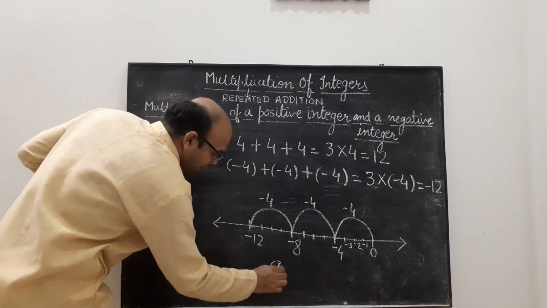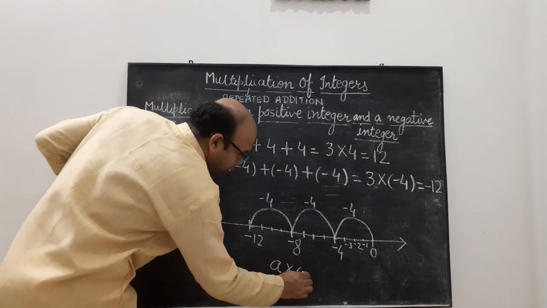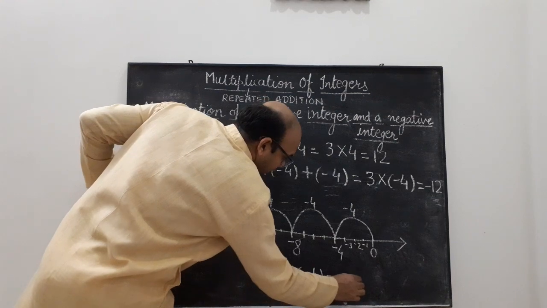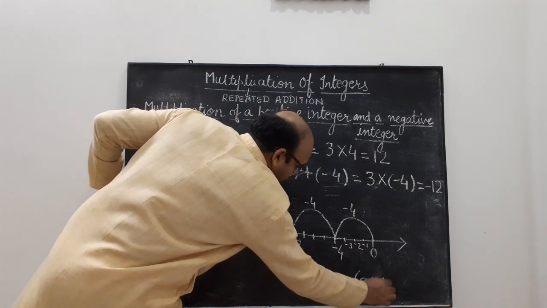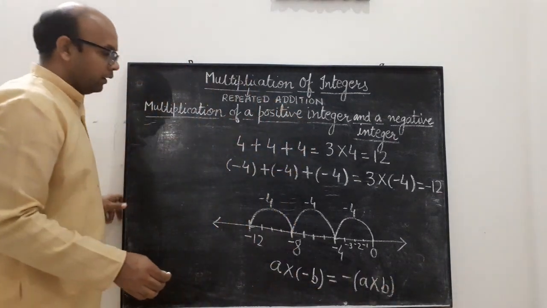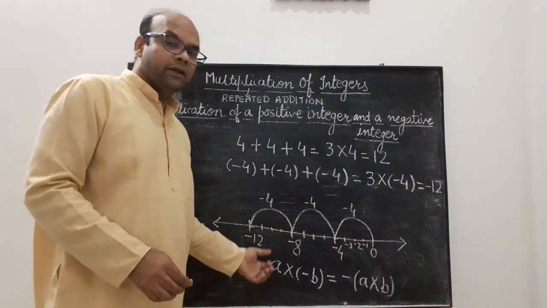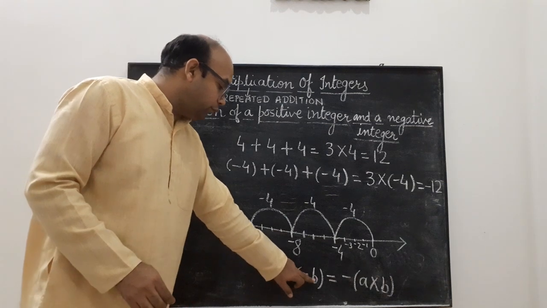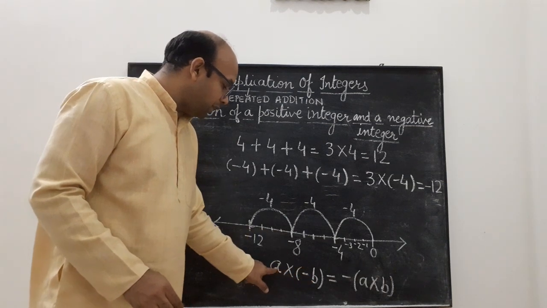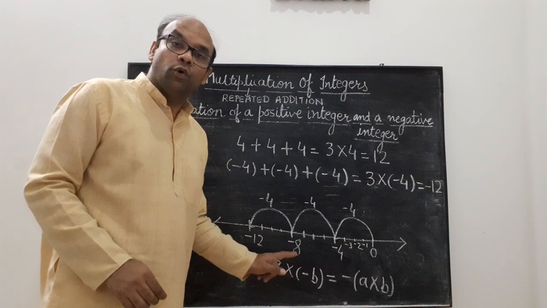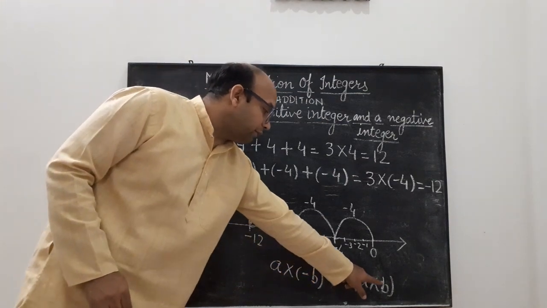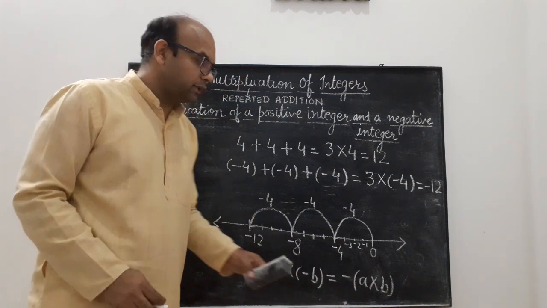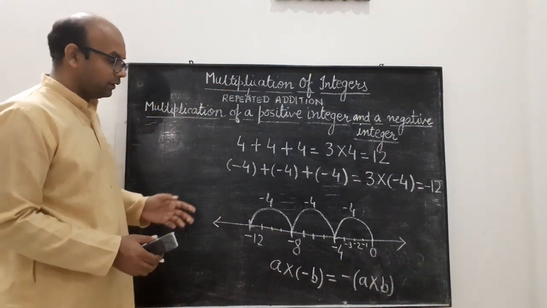And this could be generalized using alphabets, as we do in algebra. We get a cross minus b equals minus times of a cross b. In words, if you are multiplying a positive integer with a negative integer, then we multiply these two integers as whole numbers, and whatever product we get, we put a negative sign in front of the product to get the result.